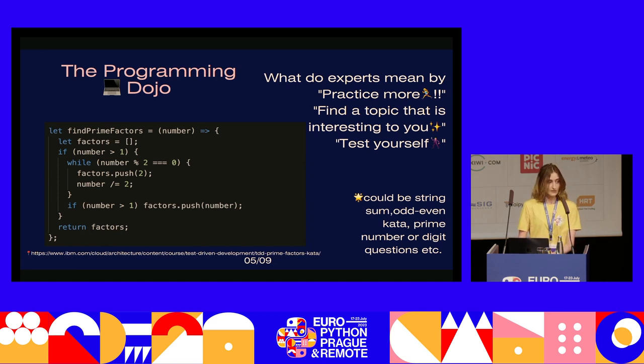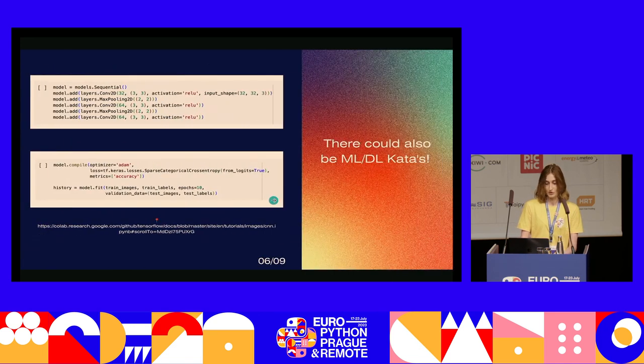And in terms of actively learning something, you have to question it yourself, not listening to someone and not copy-pasting it, but seriously thinking, what can I do to solve this next step? And it could be the easiest task that you choose for yourself. This is my kata. It could be a string sum, an odd-even example, finding a prime number, or any kind of digit question, those initial interview questions. You can choose it as your kata and say, I will go with it.